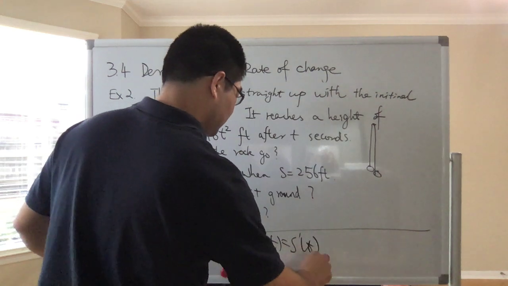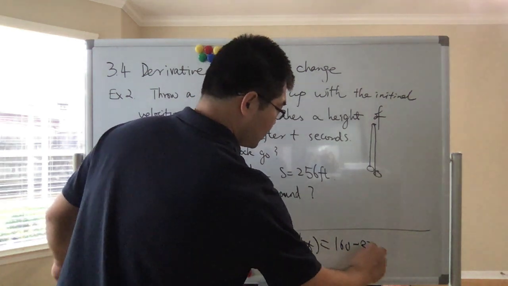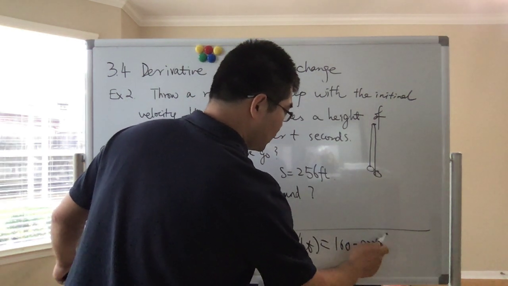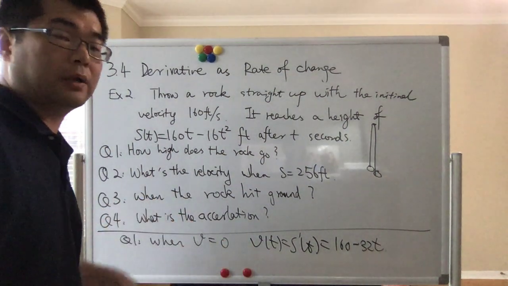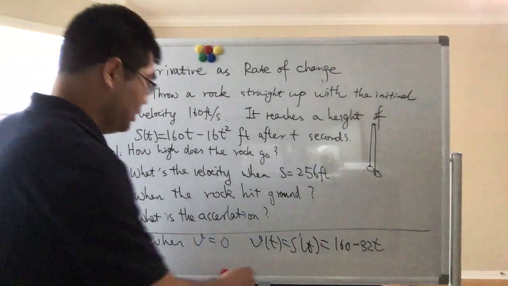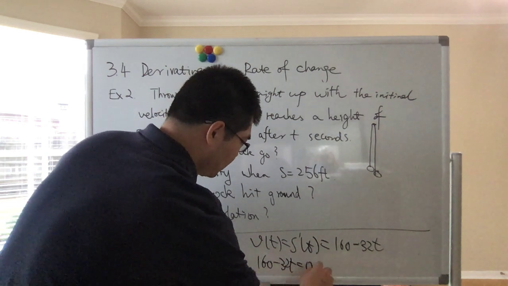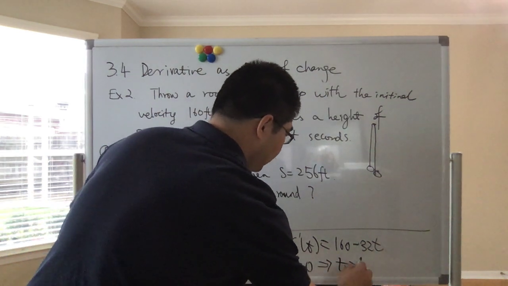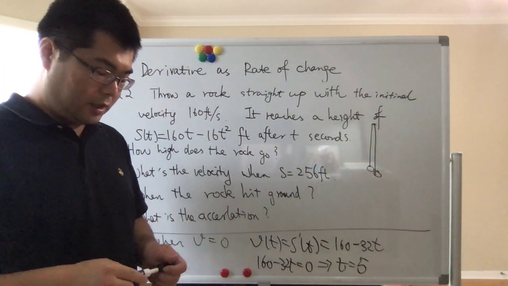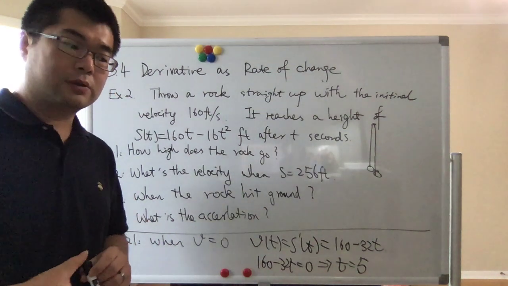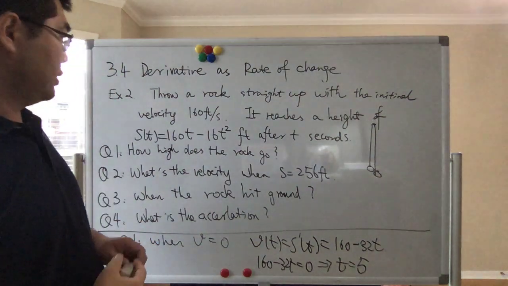If we take the derivative, what we get is 160 minus 32t. You can see that this is my velocity function. I'm looking at what time my velocity becomes 0. So I can set 160 minus 32t equals 0, and you can easily solve that: t equals 5. That means at t equals 5 seconds after I threw the rock straight up to the sky, it hit its maximum height. But how high?